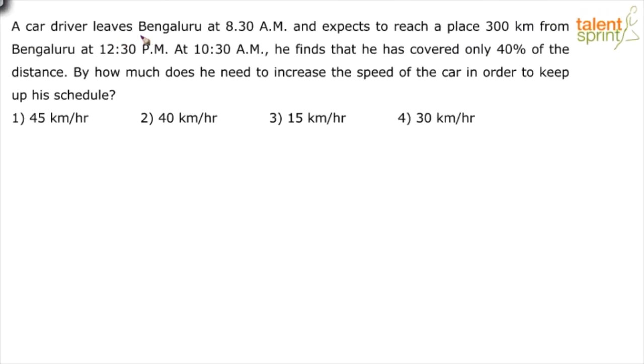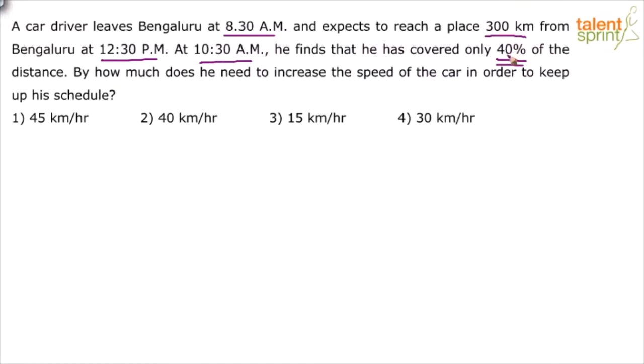So see what it says. A car driver leaves Bangalore at 8:30 a.m. and expects to reach a place 300 kilometers from Bangalore at 12:30 p.m. So basically his target is to cover this distance of 300 kilometers in how many hours? 4 hours, 8:30 a.m. to 12:30 p.m. However, at 10:30 a.m. he finds that he has covered only 40% of the distance.